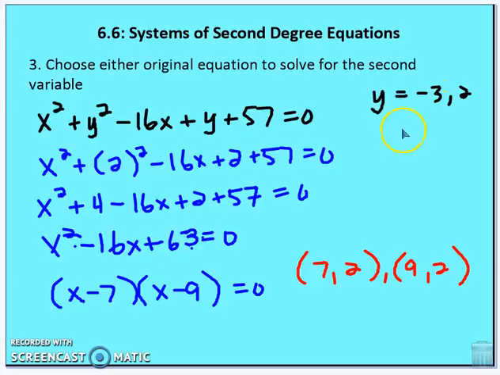All right, do the same thing for 2. Substitute 2 in, and solve for that value. And I end up with x squared minus 16x plus 63 is equal to 0, which factors to (x minus 7) and (x minus 9). So that provides me with two solutions, (7, 2) and (9, 2).